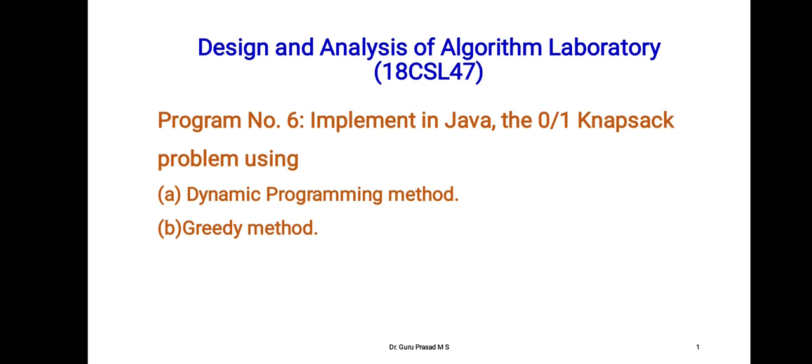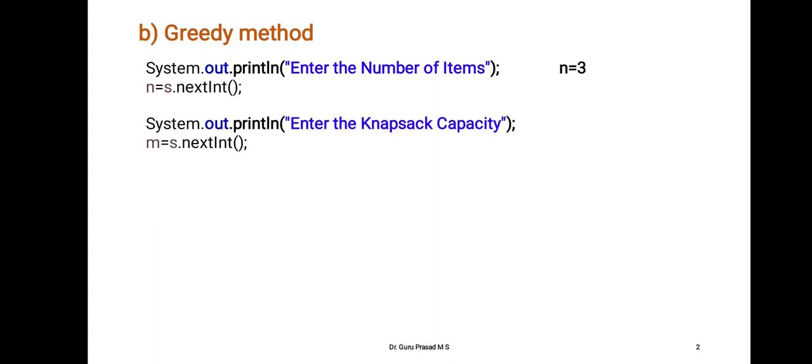Subject: Design and Analysis of Algorithm Laboratory. Program number 6. Implement in Java the 0/1 knapsack problem using dynamic programming method, greedy method. Greedy method. First, you are reading the number of items with the help of the scanner, n equal to 3.